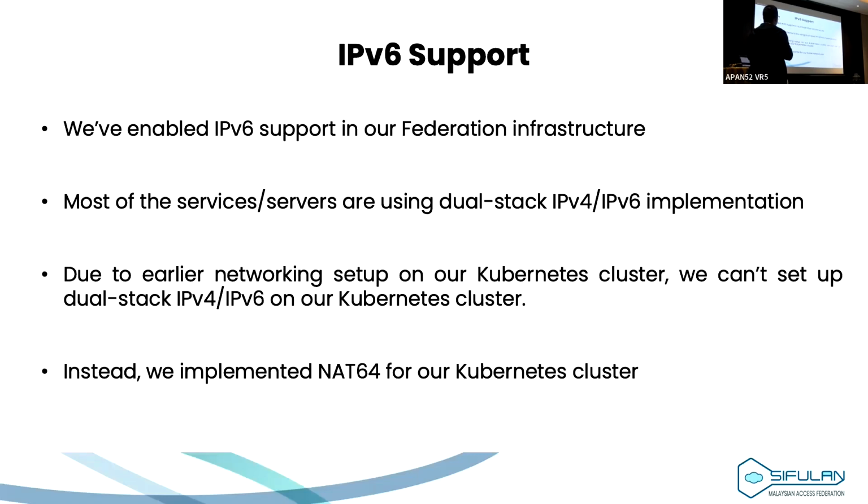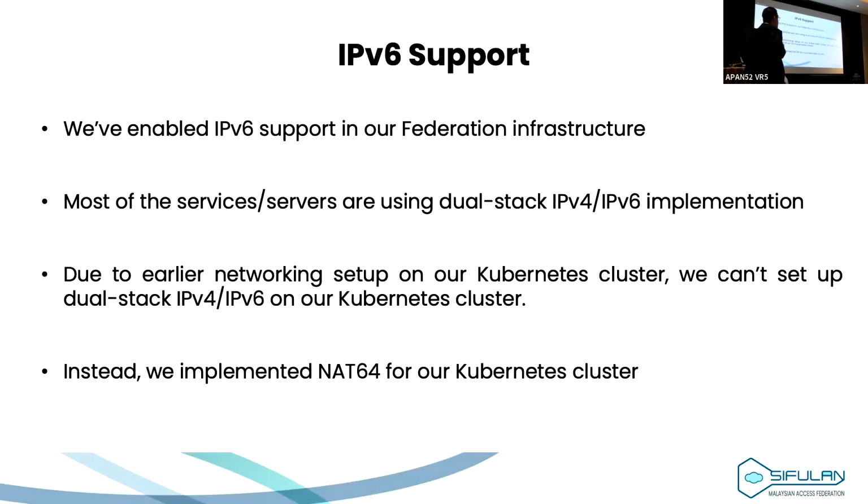And most of the services or servers are using dual stack IPv4 and IPv6 implementation. However, due to the earlier networking setup on our Kubernetes cluster, we cannot set up dual stack IPv4, IPv6 on our Kubernetes cluster. Because if we would like to do dual stack, we have to restart the setup from the beginning. I'm not sure whether it's because of the RKE limitation, or is it because of Kubernetes itself? You have to plan from the beginning.